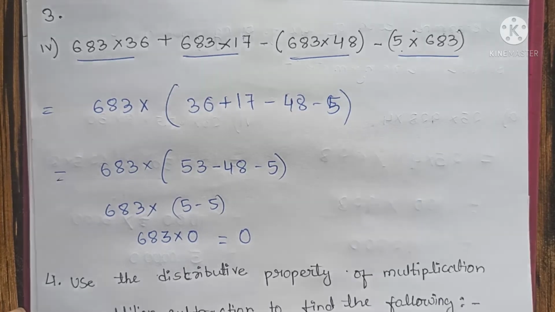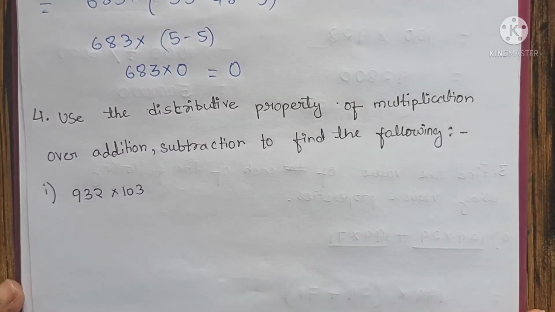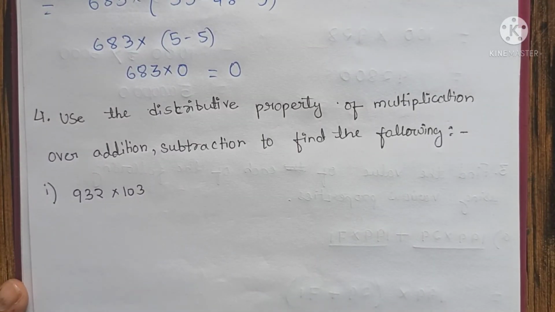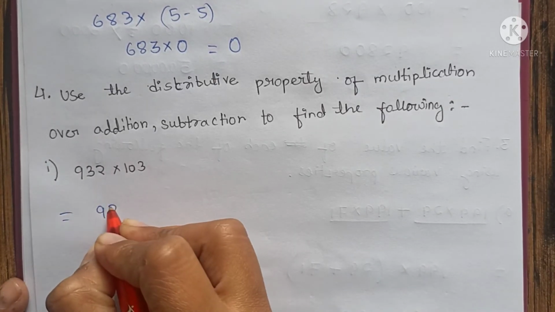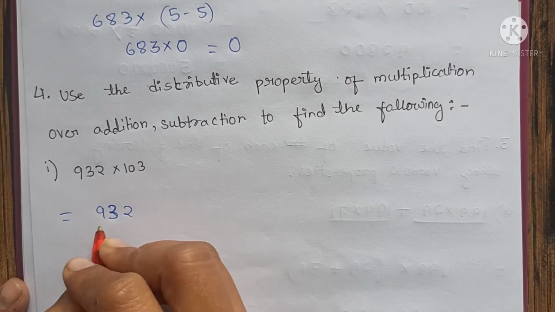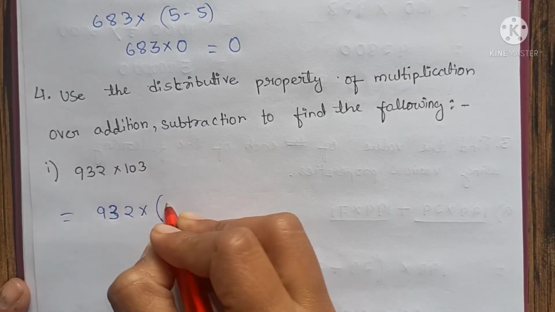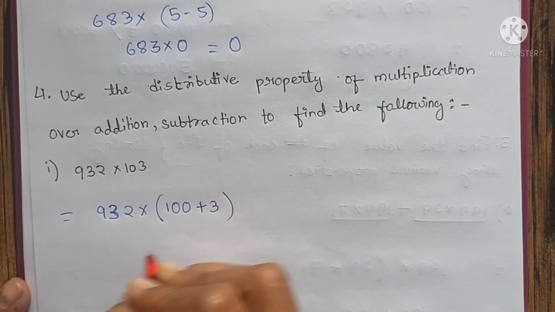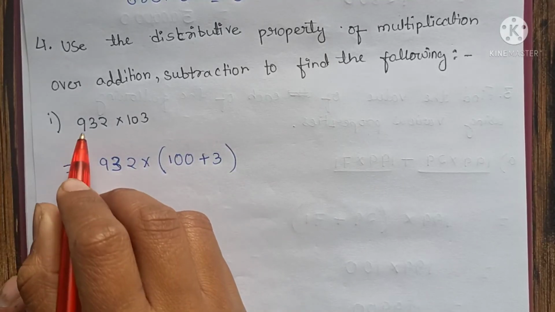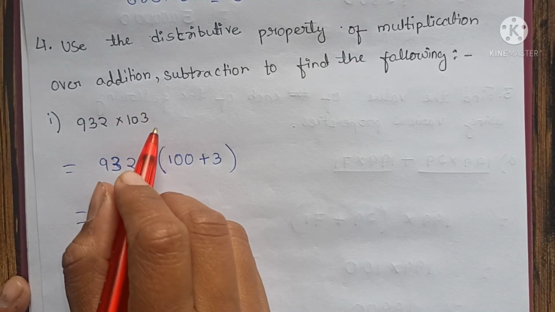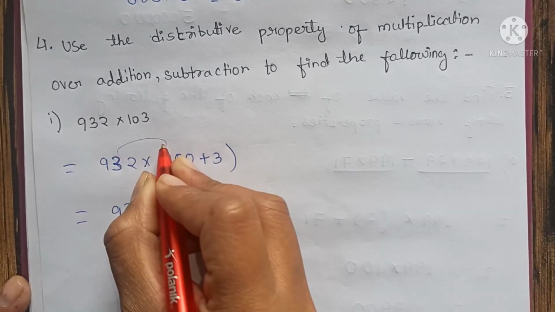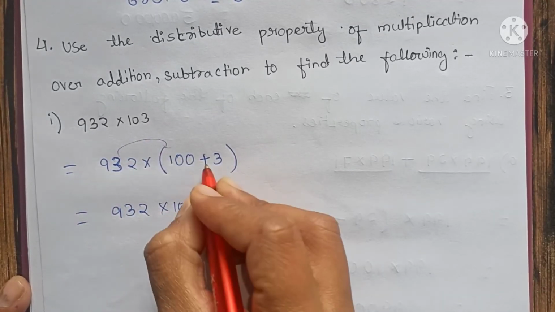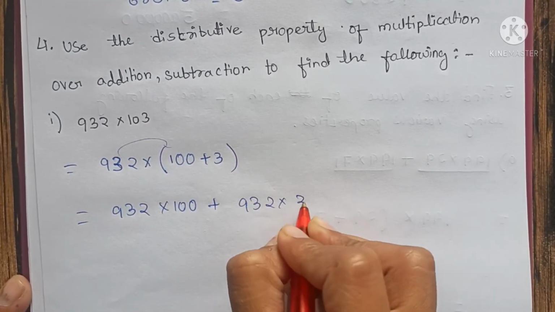Now let us do number 4. Use the distributive property of multiplication over addition, subtraction to find the following. Now we have to apply the distributive property here. We have to first make it in such a way that we can apply the distributive property. 932 into 103 can be written as 100 plus 3. Now instead of multiplying 932 with 103, what we will do? We will distribute it. Multiply into 100 plus 932 multiplied by 3.